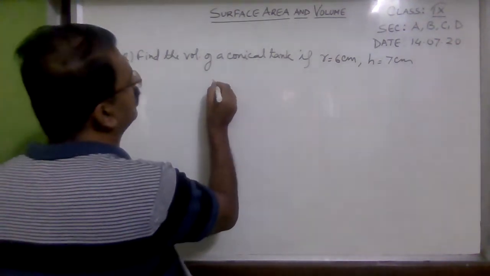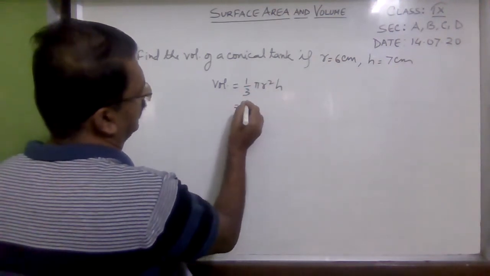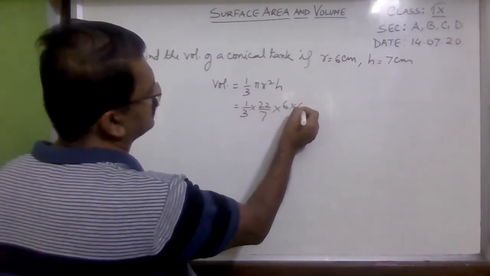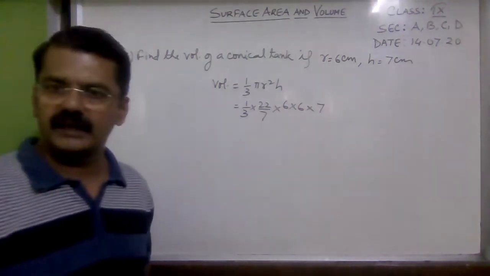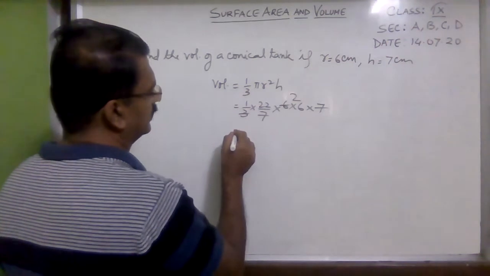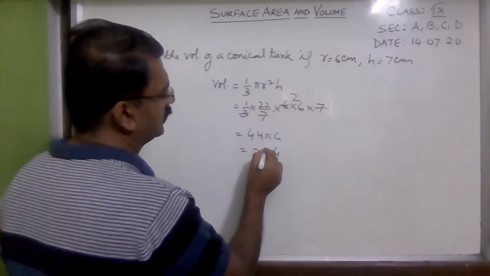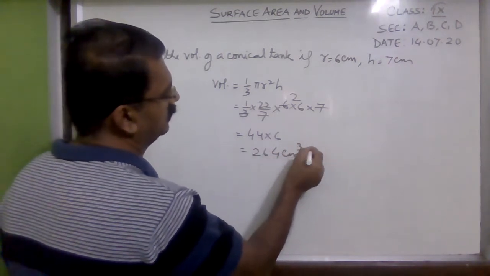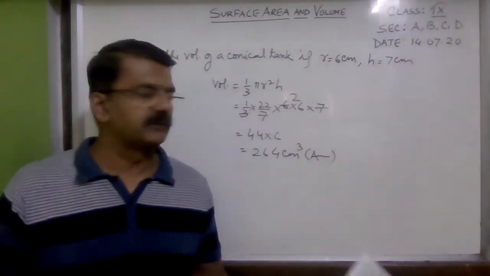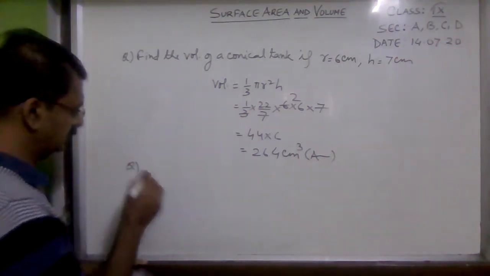Now you know that volume of a cone is 1 upon 3 pi r square h. That is 1 upon 3 into 22 by 7 into 6 into 6 into h is 7. Clear? Now 7 gets cancelled. 3 twos are 6. So it is 44 into 6. 264 centimeter cube is your answer. The volume of the tank is given 264 centimeter cube. Okay. Now the next question.